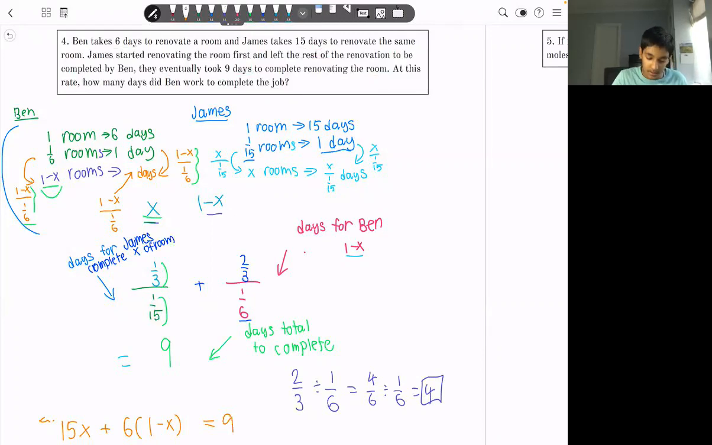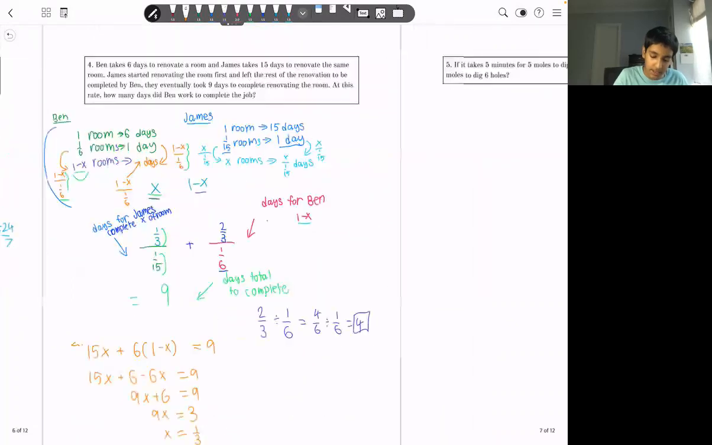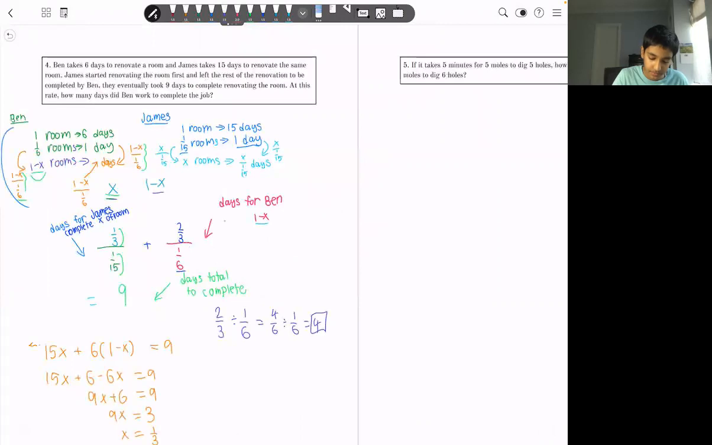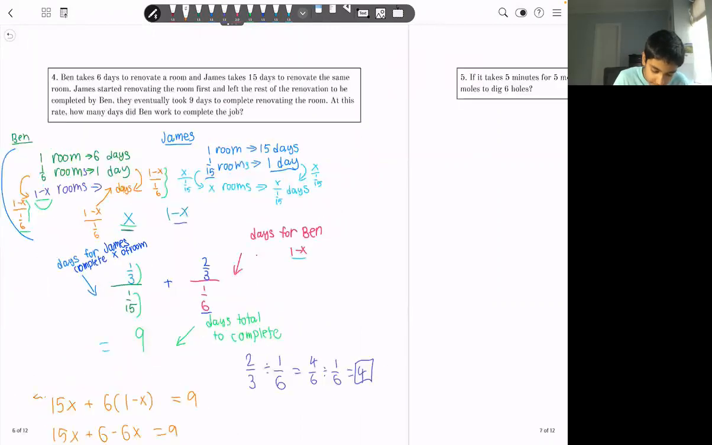Okay. So now, is this clear? Is this method clear to everybody? Because now I think I need to erase to get some space. So yeah, I'll just erase it there. Okay, so Ben takes 6 days, and James takes 15 days. And so now let's just plug it back into our equation to see if our equation actually does hold. So James will take 1/3 of a day.